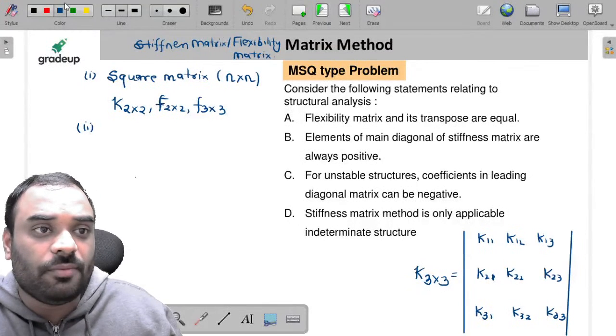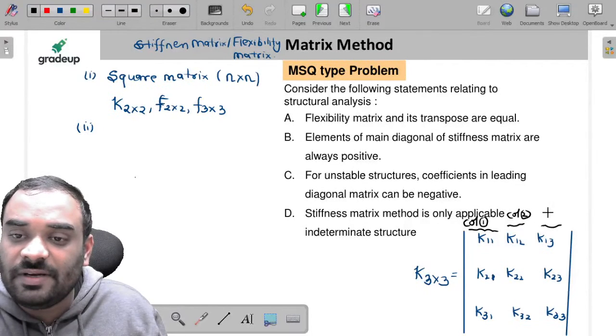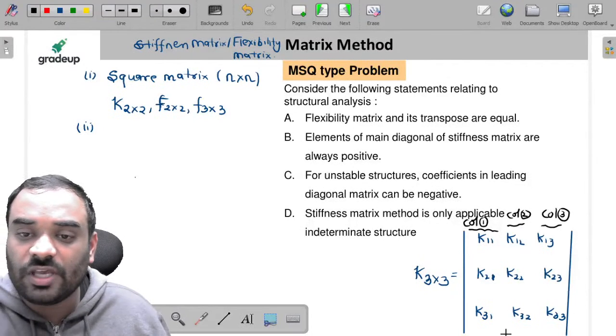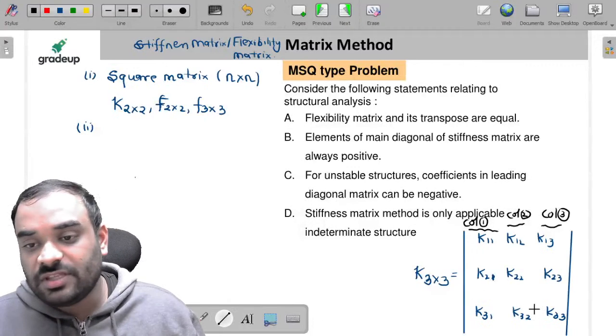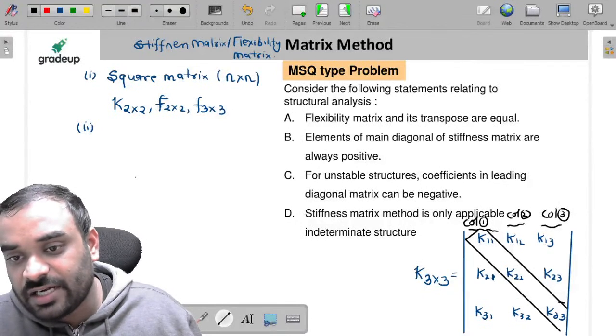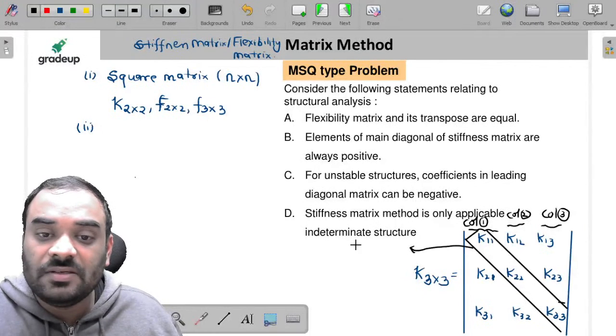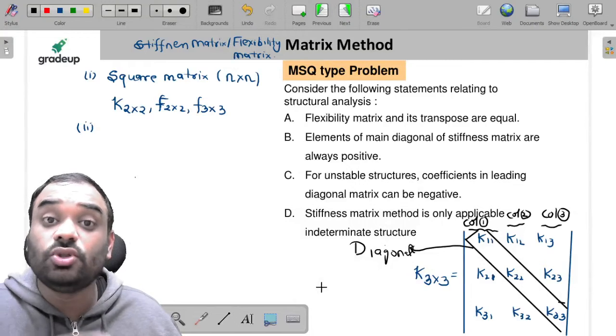This particular column or this particular elements, my dear friends, is known as column 1 elements. These elements, column 2 elements. These elements, column 3 elements. Okay, now listen carefully. Now these elements are diagonal elements. Listen carefully, my friends, it is very, very important. These elements are diagonal elements, and these diagonal elements are always positive, and it is non-zero.